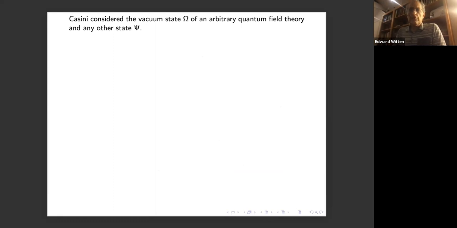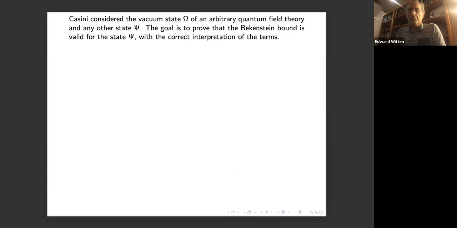Now, Casini considered two states, the vacuum state of a quantum field theory and any other state psi. His goal is to interpret and prove the Bekenstein bound for psi. So psi is the state he's really going to study, but he's going to study it using known properties of the vacuum.